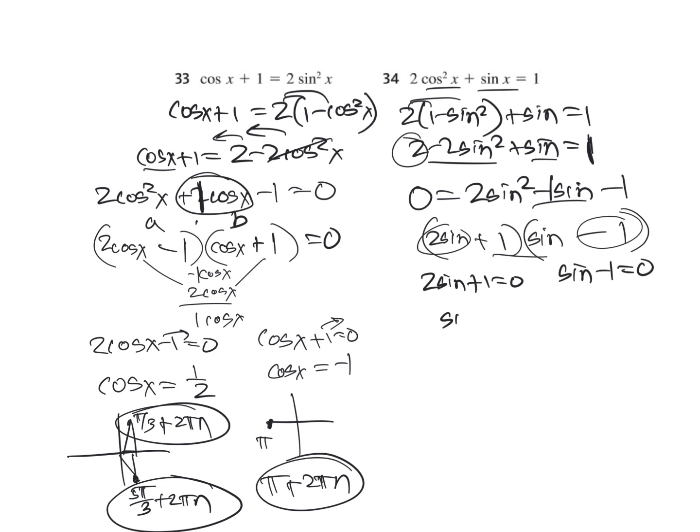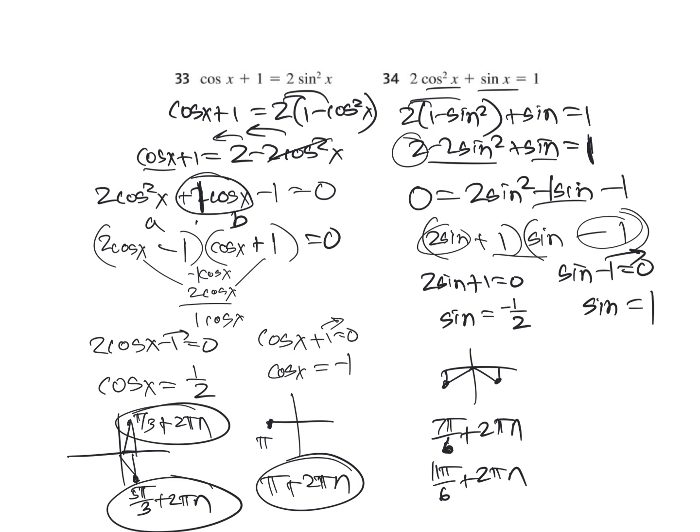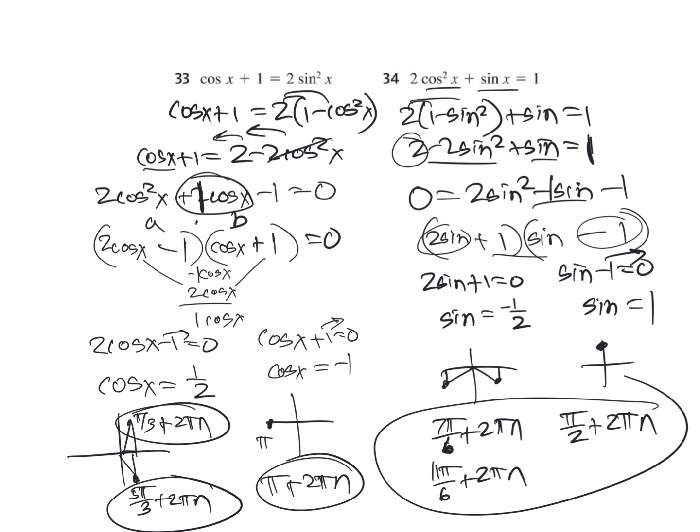So subtract 1 and divide by 2. You get negative 1/2. So y is negative 1/2 here and here. So those would be 7 pi over 6 plus 2 pi n. And the other one is 11 pi over 6 plus 2 pi n. And then we add 1 to this side. Sine equals 1. Sine equals 1 right here at pi over 2 plus 2 pi n. So you should have all three of those.